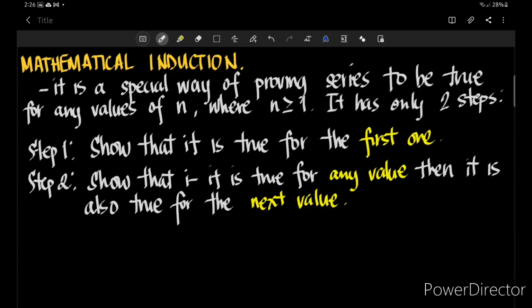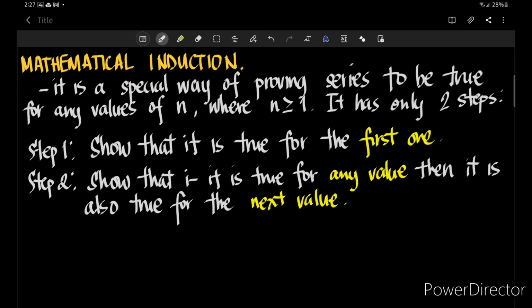Alright, so for this video, we're going to talk about mathematical induction. And to formally start, allow me to define what mathematical induction is. It is a special way of proving series to be true for any values of n, where n is greater than or equal to 1. And it has only 2 steps. Some books or some papers, sinasabi nila 3 steps, no? Wala namang kaso dun. On this lesson, i-introduce lang natin siya in terms of 2 steps.